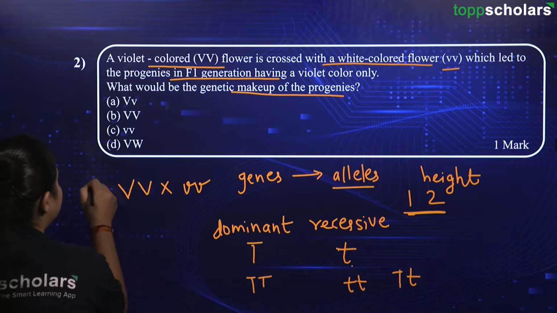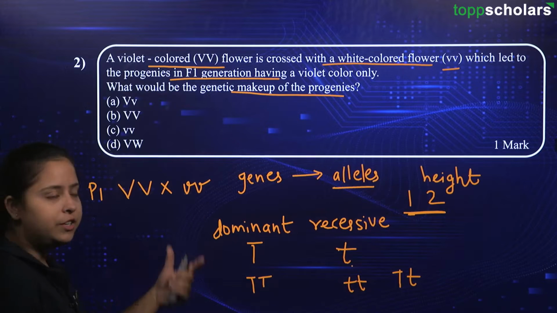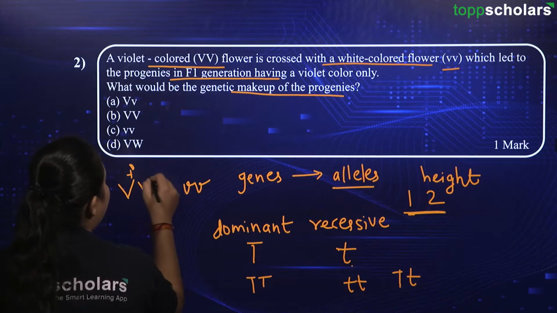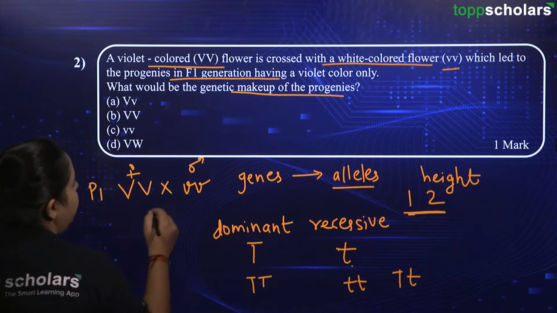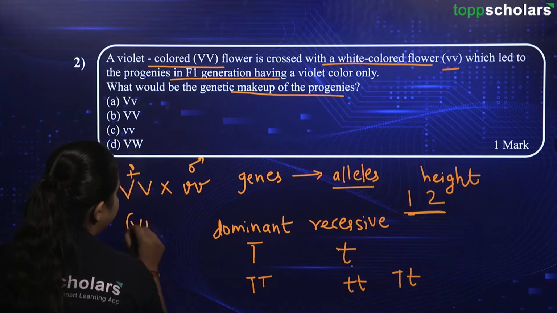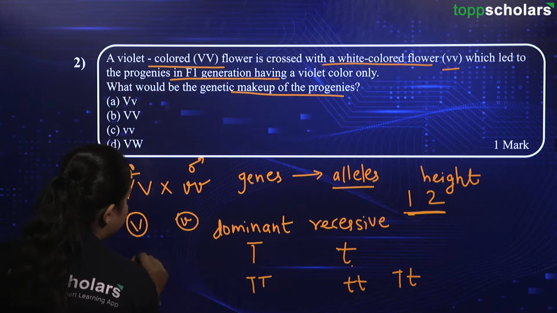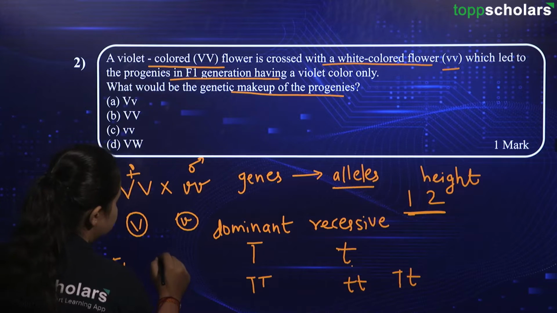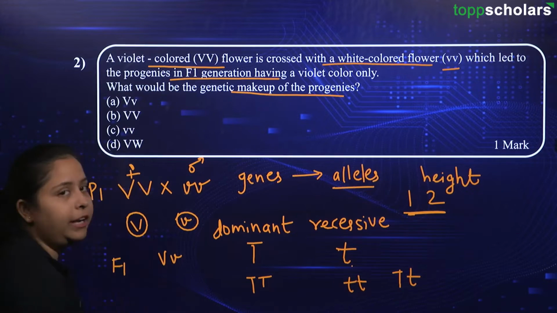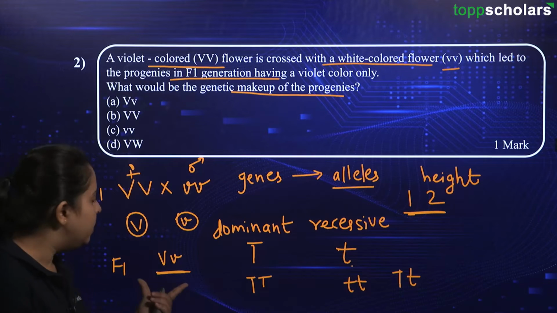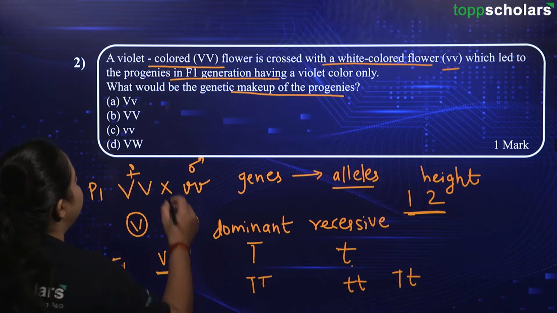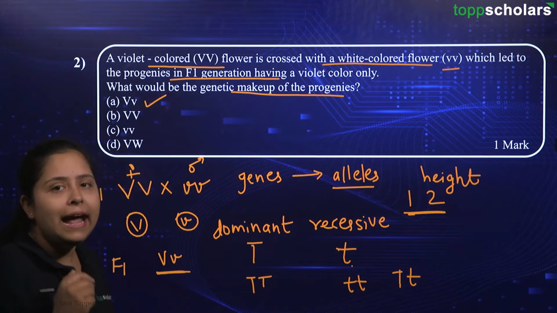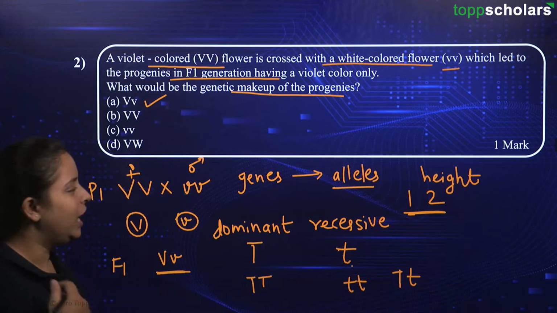You know that this one is the P1 generation, the parent generation. One will be male and one will be female because we are following the sexual reproduction mode. Now over here, the gamete formation will be like this, and the F1 generation that is being produced is small v and capital V. Now, this combination is what the question is asking you. Here, small v and capital V could be found in option A. Hence, option A should be the correct answer for our question.